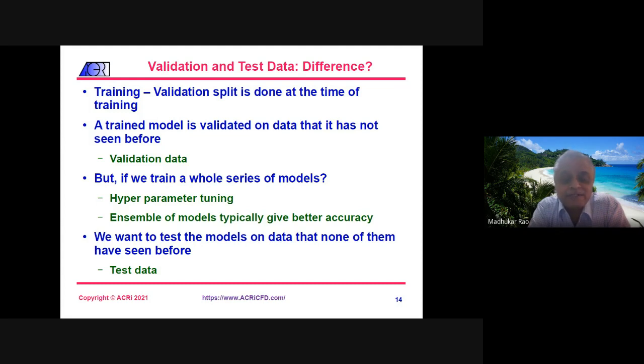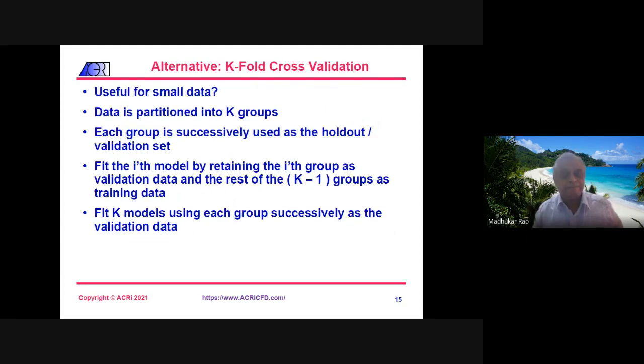Now we want to test all these models on data that none of them have ever seen before, right? I want to see what is the best model, what is the individual performance of each model, and so on. And that is the use of the test data. So this is a standard protocol that should be followed as per modern best practices. You should split into 3 parts.